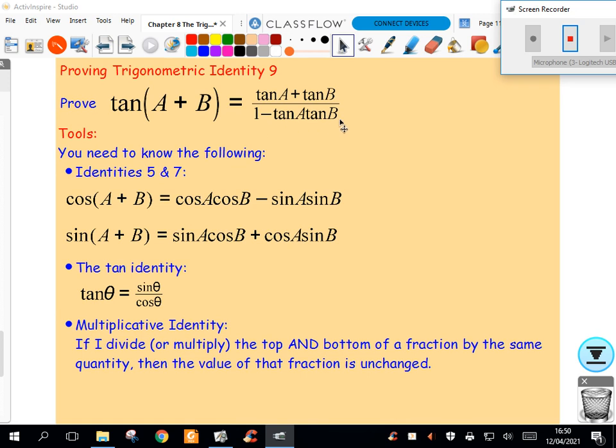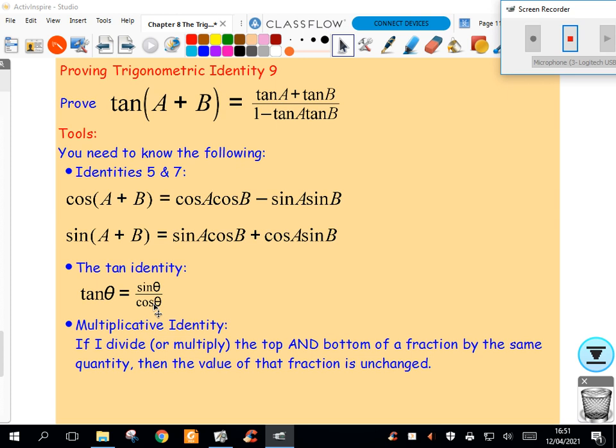So things you need to know in order to be able to prove this: you need to know identities 5 and 7, which we've proven in a previous class. Cosine of the sum of two angles, sine of the sum of two angles. You need to know the tan identity, which says tan of any angle is sine of that angle divided by cosine of that angle. And you need to know what a multiplicative identity is.